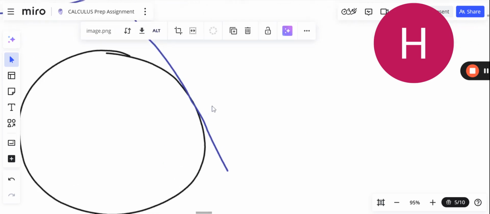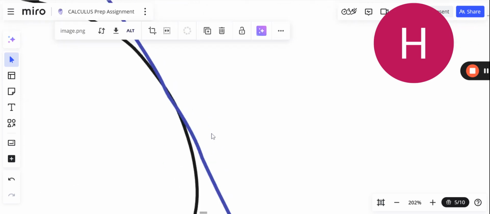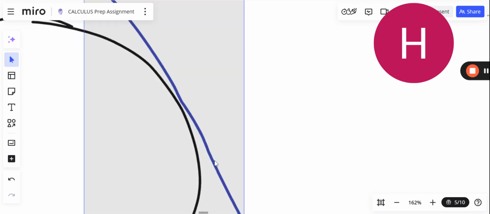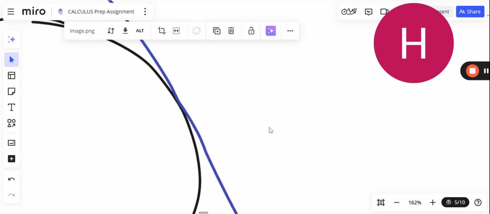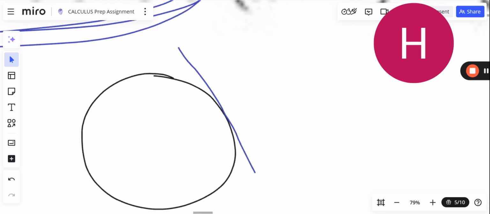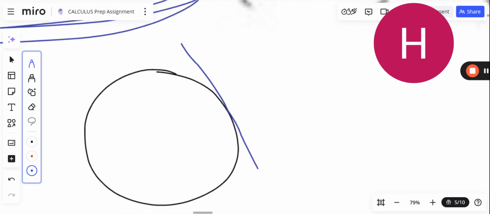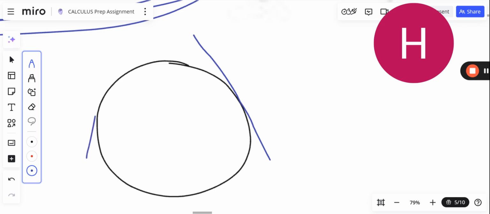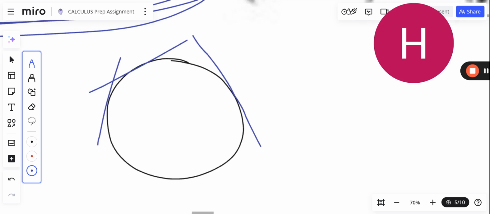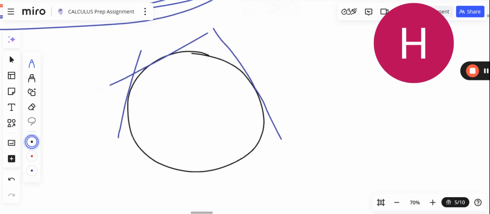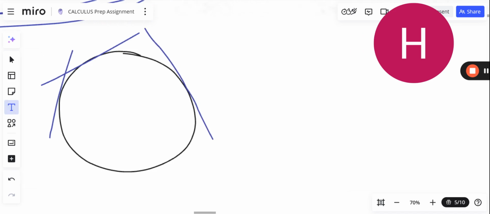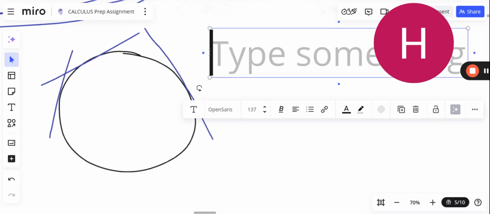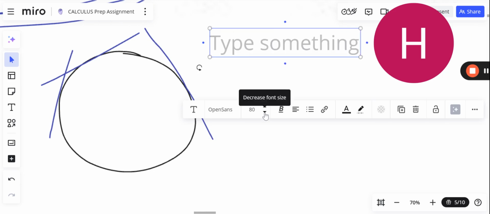So it hits it at one point, and it has the exact same slope at that point as well. And there are many tangents to the circle, right? I can draw a tangent here, or I can draw a tangent here, or something like that, right? But there's one important fact about the tangent to a circle. Everywhere there's a tangent. Let's see, we'll make this a little smaller.